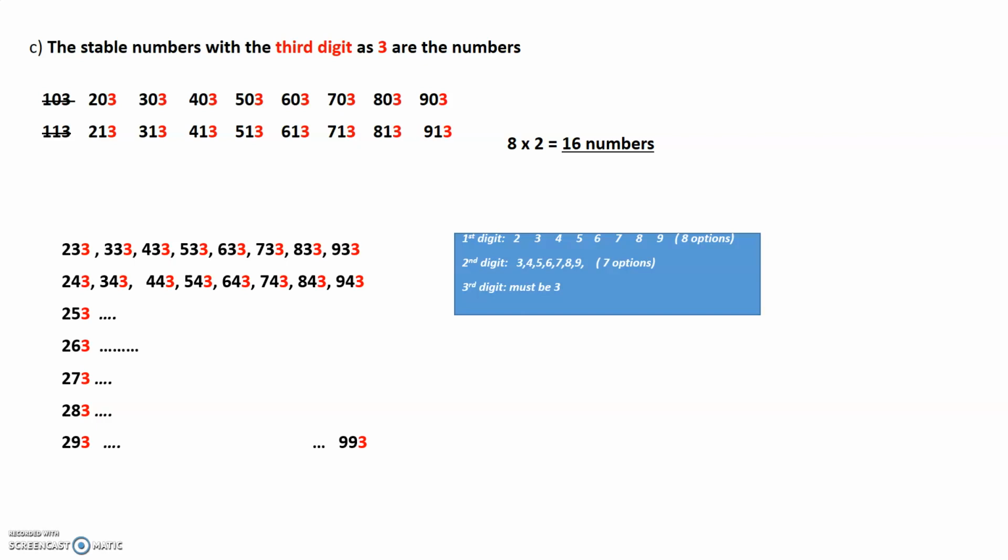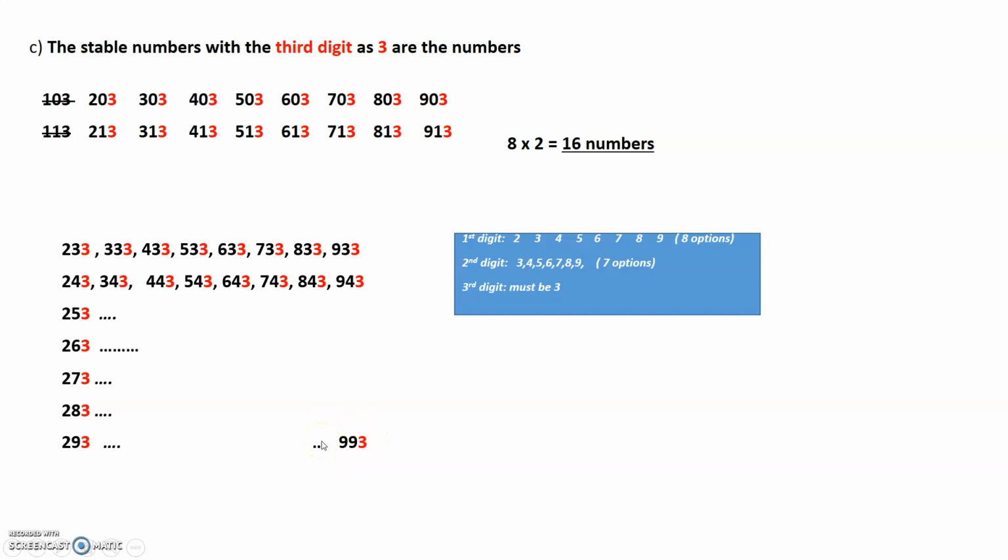Okay, but they're not the only stable numbers with the third digit as 3. We also need to consider these ones. So the third digit must be 3. That's why the 3s are all in red. The first digit can be 2, 3, 4, 5, 6, 7, 8, or 9. And the second digit can be 3, 4, 5, 6, 7, 8, or 9. So I've listed it here in a table. I haven't finished the table. I've started it. I haven't listed all the options.